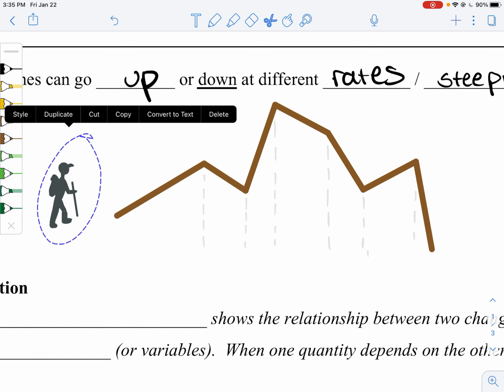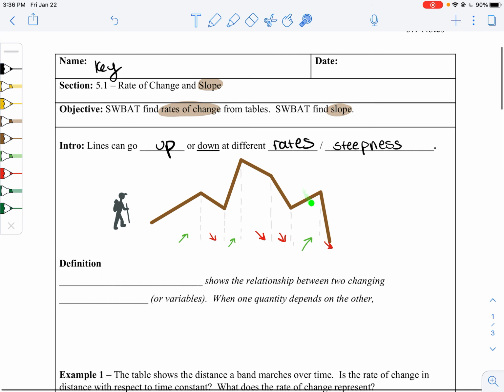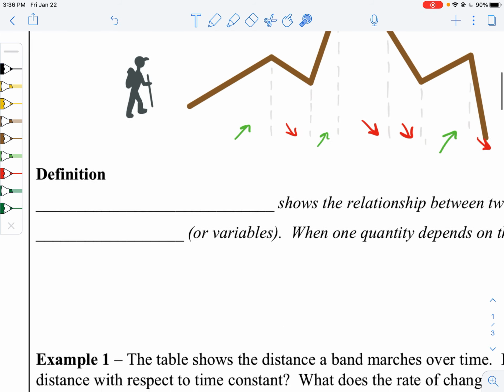So we have a bunch of different sections going up. This goes up. This section goes up too. And we have some sections going down. This guy goes down. This section goes down. This section goes down more. And this section goes down even more. So today we're going to talk about that steepness. We're going to talk about slope.